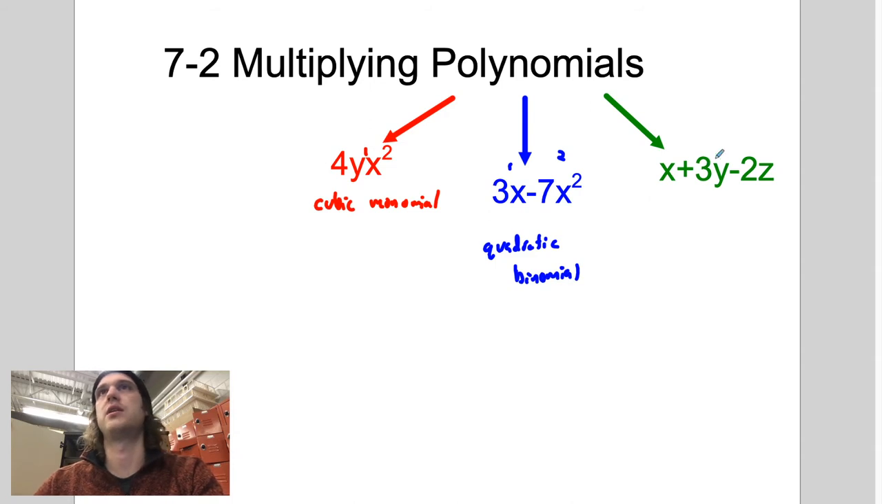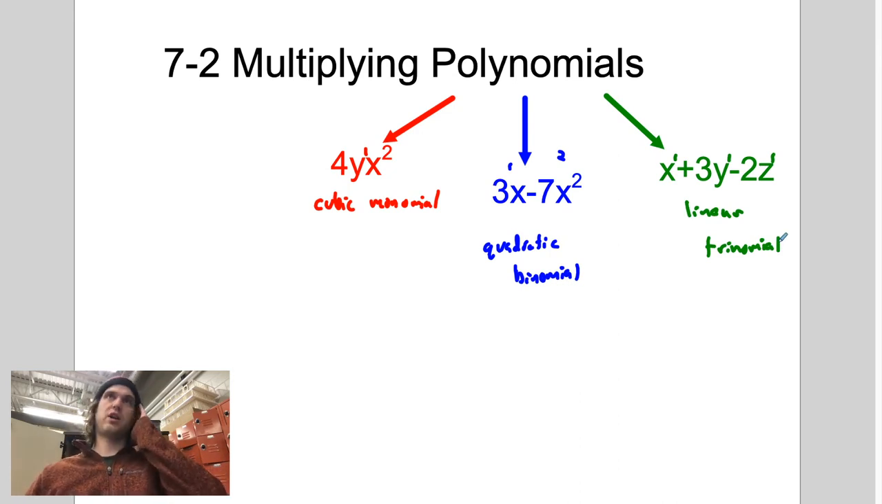This third one is degree 1, degree 1, degree 1. This is a linear. How many terms are there? Trinomial. Okay, so what we're going to be doing today is we're going to be taking these in their different fashions and we're going to be multiplying them together.